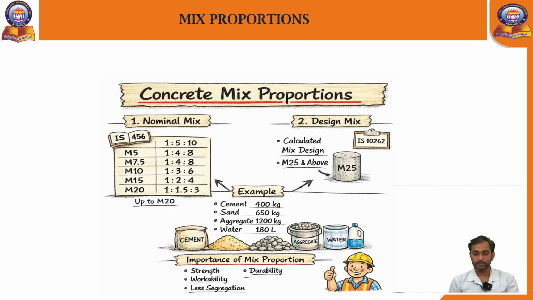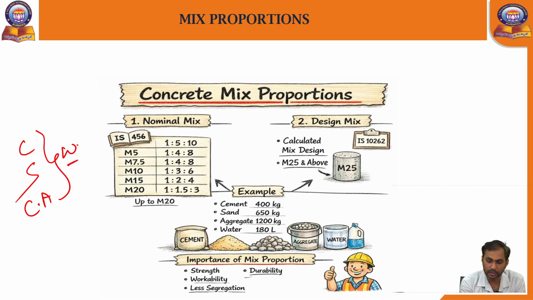Okay, done. Now mixed proportions. So what is meant by a mixed proportion? To prepare concrete, we take cement, we take sand, we take the coarse aggregate, with the addition of water. How much quantity of cement do we have to take? How much quantity of sand? How much quantity of coarse aggregate? Do we know? We don't know.